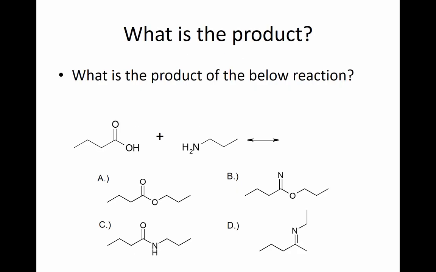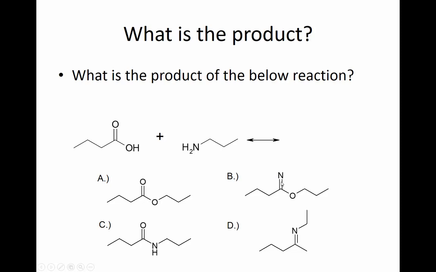Okay, so again, what is the product of this reaction? It looks like we're going to make an amide here. We have this amine, we have this acid. This one doesn't have a nitrogen in it, so this looks like an ester. So choice A is right out. I don't know what this is. This doesn't look likely to happen.